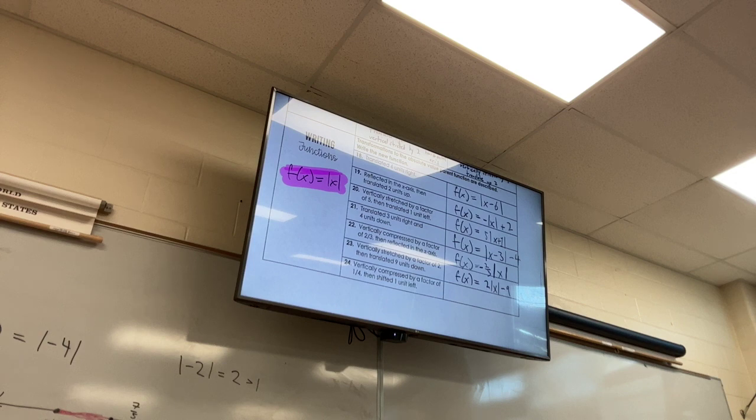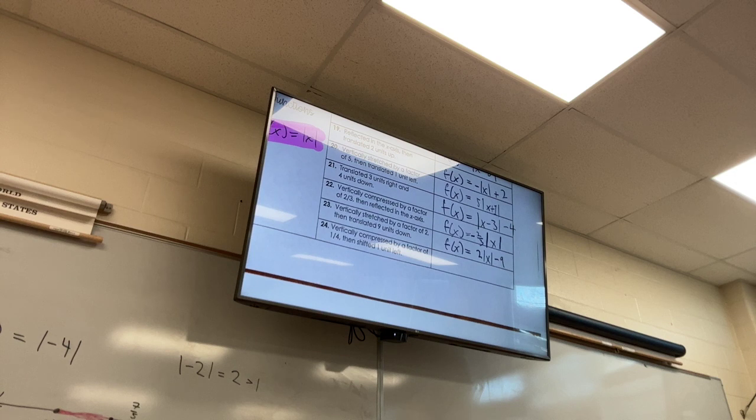All right, 24. Vertical compression by a factor of 1/4. So how do I do that to my parent function? Multiply by 1/4 the absolute value of x. Shifting 1 unit to the left, I got to do a +1 inside the absolute value.